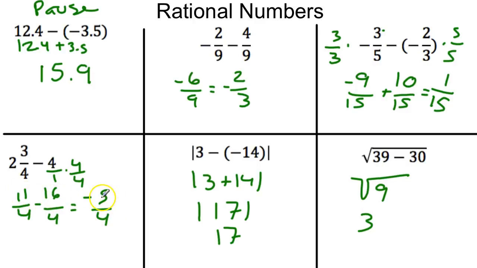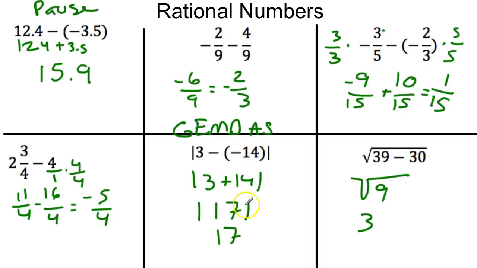11 minus 16, that gives you negative 5. This one over here, remember my old friend PEMDAS. The absolute value bars are a grouping symbol, so I need to do what's inside first. We have a negative and a negative, that became a plus. So 3 plus 14 is 17. The absolute value of 17 is 17.